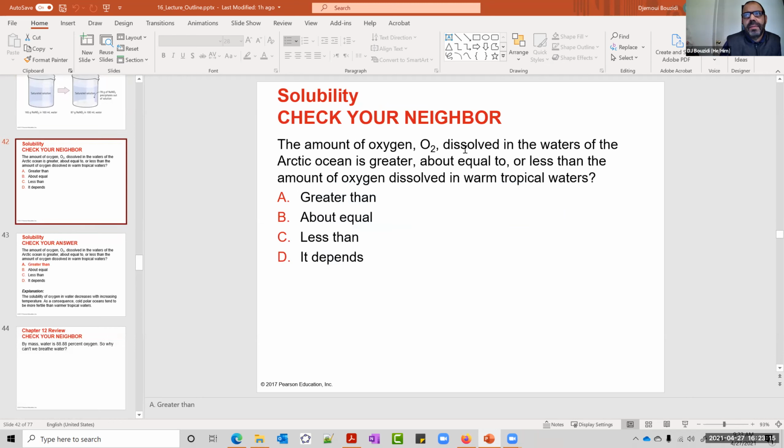So this is interesting: the amount of oxygen, O2, dissolved within the water of the Arctic Ocean is greater, about equal to, or less than the amount of oxygen dissolved in tropical waters. As a matter of fact, the concentration in this case should be greater because the solubility in this case is less.